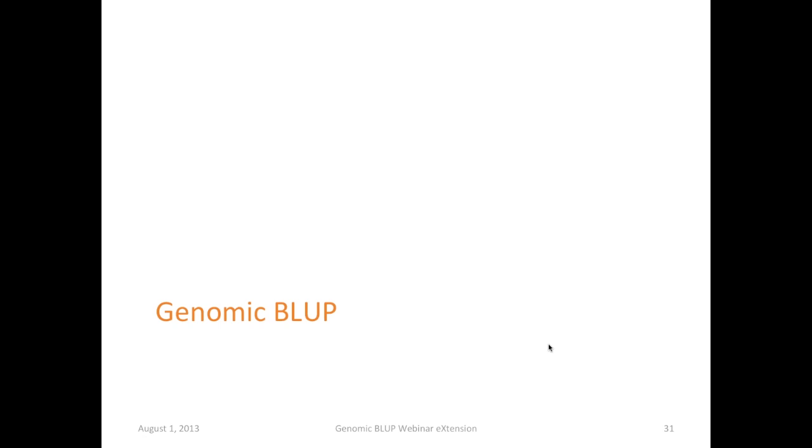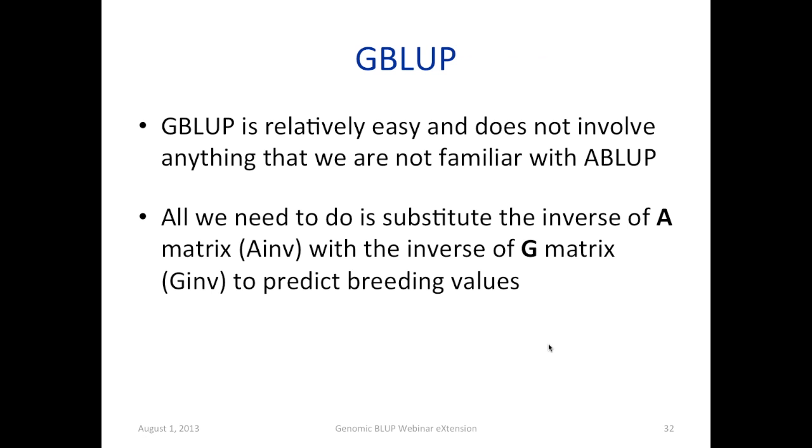Genomic BLUP. As we will see, genomic BLUP is relatively easy and really does not involve anything that we are not familiar with from ABLUP. It's very easy to implement. All we need to do is replace the inverse of the A matrix derived from the pedigrees with the inverse of the G matrix derived from the markers to predict the breeding values. That's all.